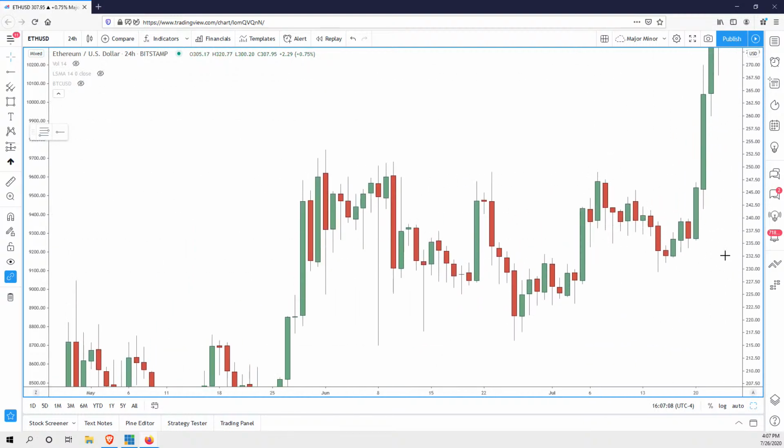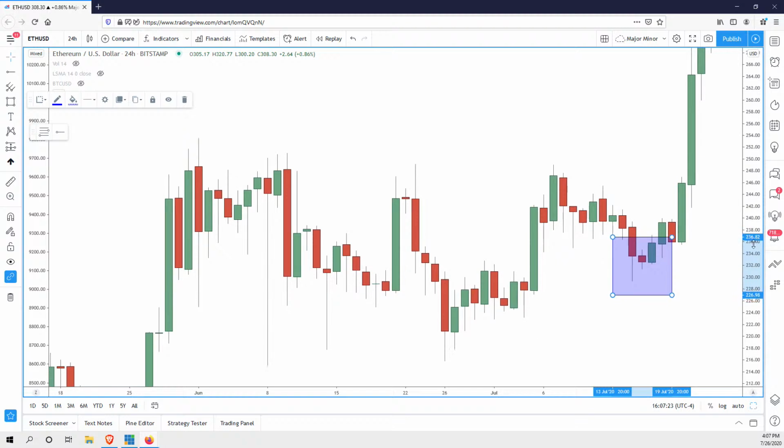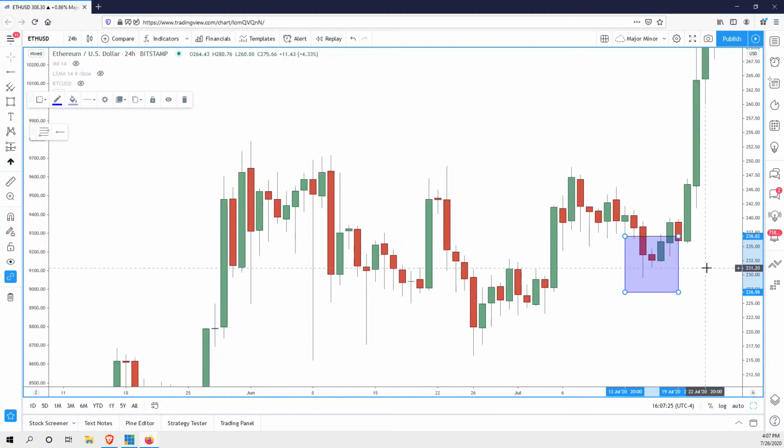Now look at this. What do we have here? Let me highlight it here with a box. What do we have here? What is that, guys, girls? The higher low. Well, not necessarily a trend change. It's just a momentum change.